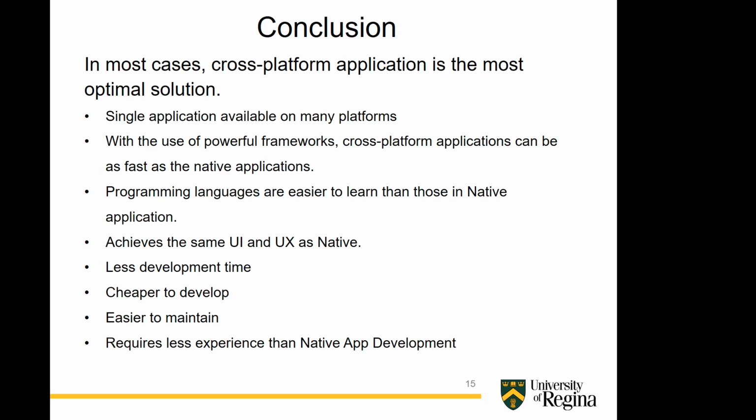So, what is the conclusion? Unless you own a rich company, likely in the gaming industry, with highly experienced programmers, I would strongly recommend going with cross-platform applications. With the use of powerful frameworks, you can achieve up to 98% of native application performance. Using Ionic and Xamarin, you can achieve the UI of native applications.